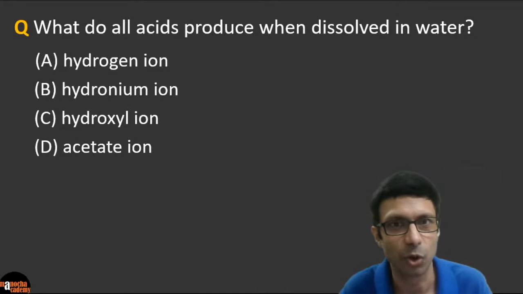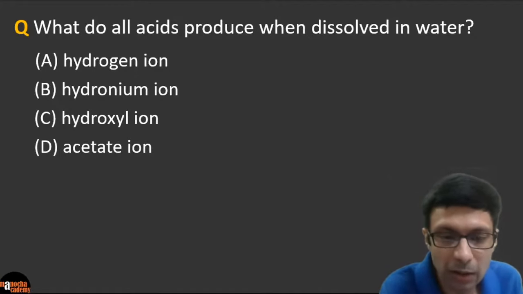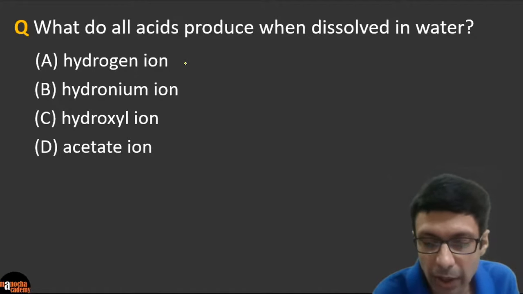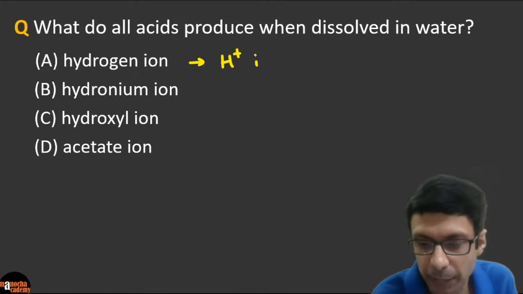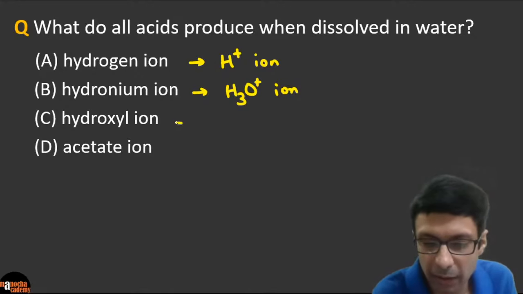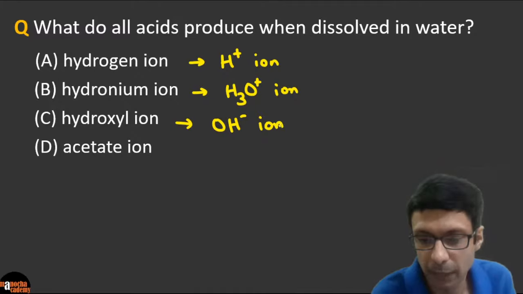Okay, so go ahead and try this question. Excellent, guys. And so what are our options? Hydrogen ion, how do we represent it? It's basically the H plus ion, right? H plus. Hydronium ion is H3O plus, right? What is hydroxyl ion? It's basically OH minus, right?